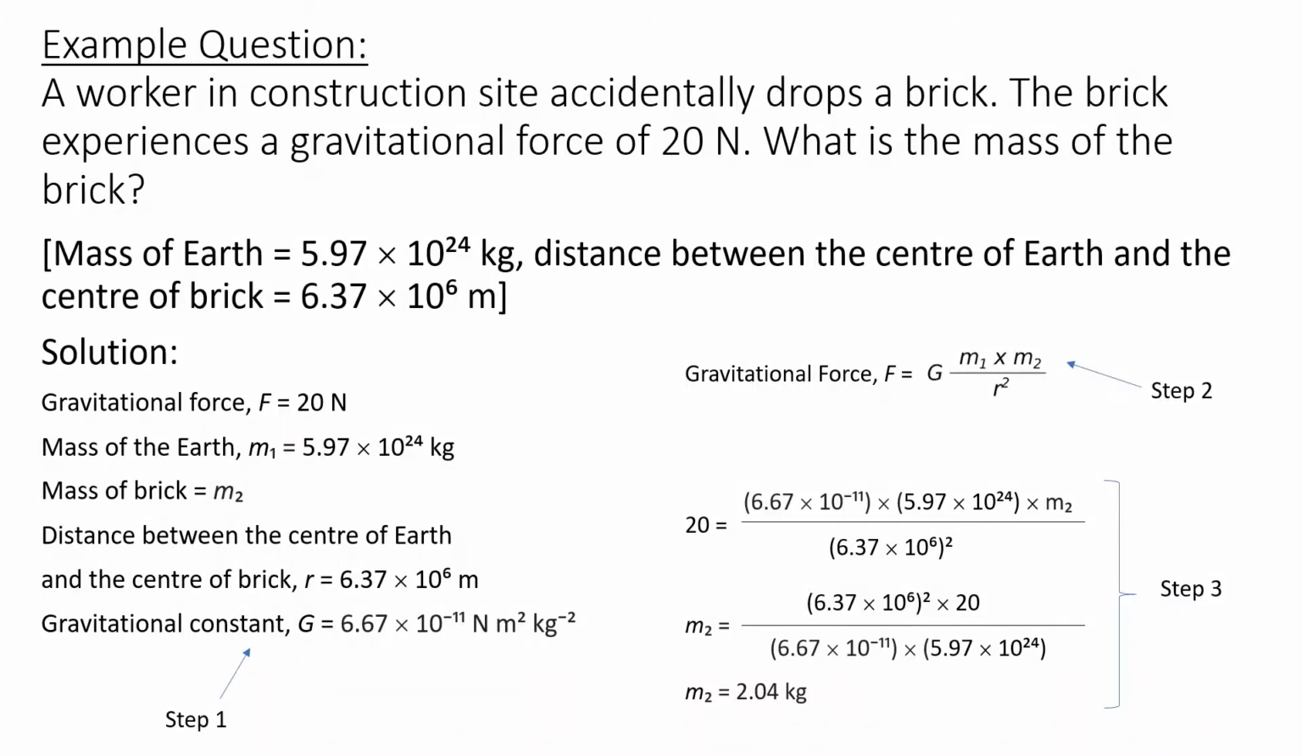Here is another example. A worker at a construction site accidentally drops a brick. The brick experiences 20 newtons. What is the mass of the brick? All the information is given, but there is a difference between this question and the first one. The question gives us the gravitational force that the brick experiences instead of the mass of the brick. Even so, the solution is still the same. Follow the 3 steps and get the answer. So the mass of the brick is 2.04 kg.